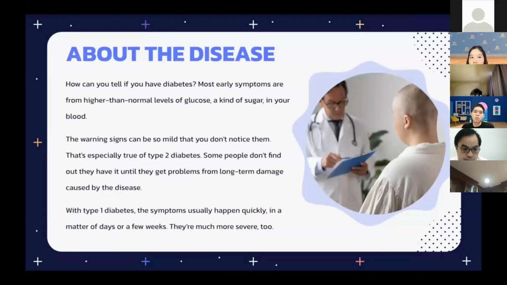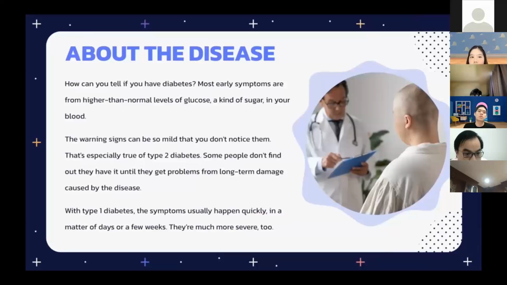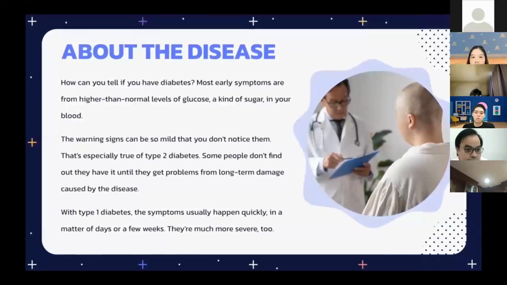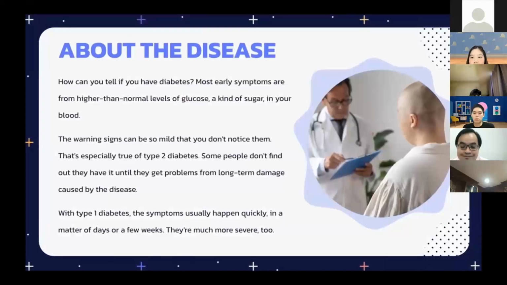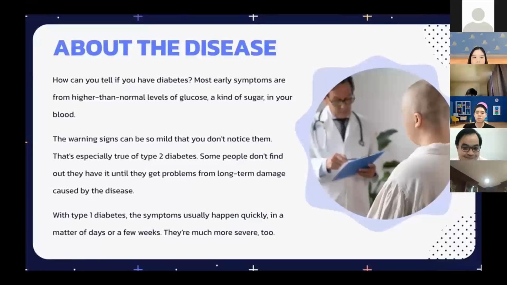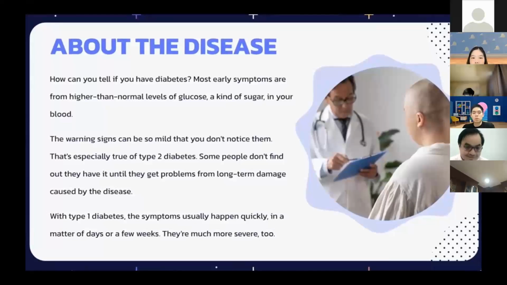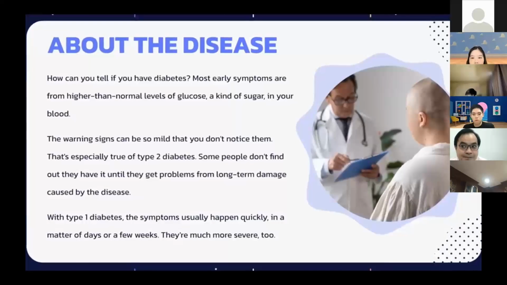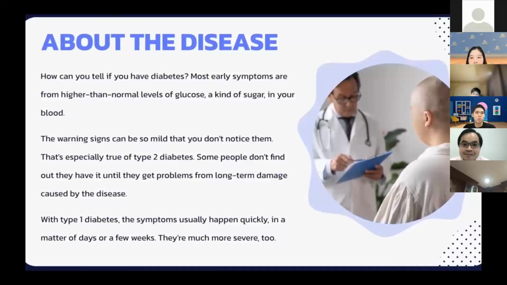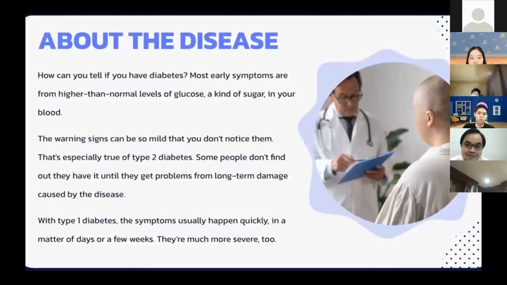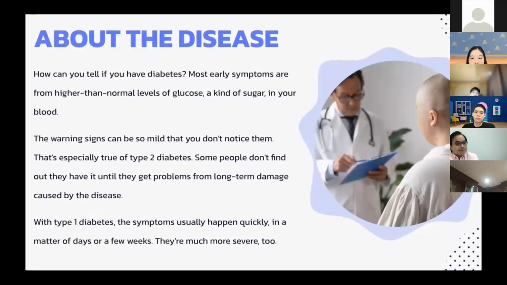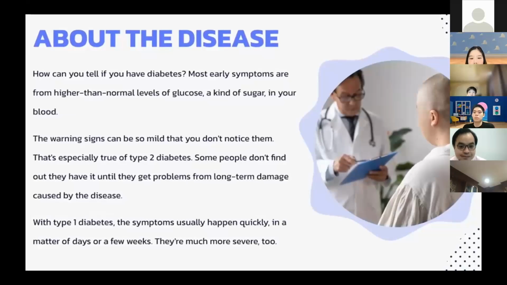And how can you tell if you have diabetes or not? Mostly symptoms are from higher than normal level of glucose, a kind of sugar in your blood. The warning signs can be so mild that you don't notice them. That's especially true for type 2 diabetes. Some people don't find out they have it until they get a problem from long-term damage caused by the disease. With type 1 diabetes, the symptoms usually happen quickly, in a matter of days or a few weeks. They're much more severe too.